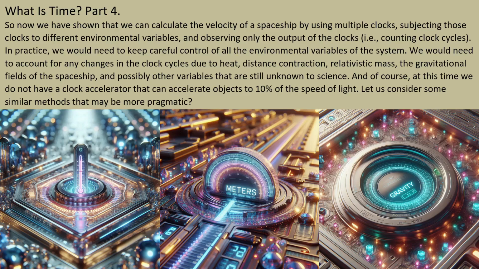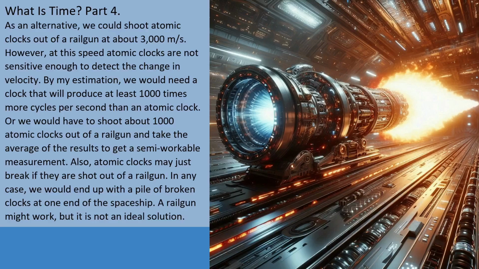Let us consider some similar methods that may be more pragmatic. As an alternative, we could shoot atomic clocks out of a railgun at about 3,000 meters per second. However, at this speed, atomic clocks are not sensitive enough to detect the change in velocity. By my estimation, we would need a clock that will produce at least 1,000 times more cycles per second than an atomic clock. Or we would have to shoot about 1,000 atomic clocks out of a railgun and take the average of the results to get a semi-workable measurement.